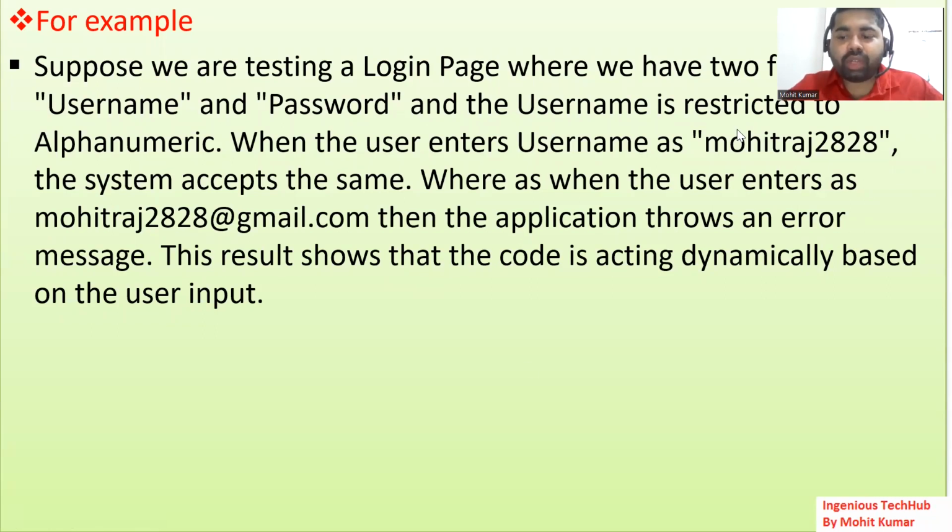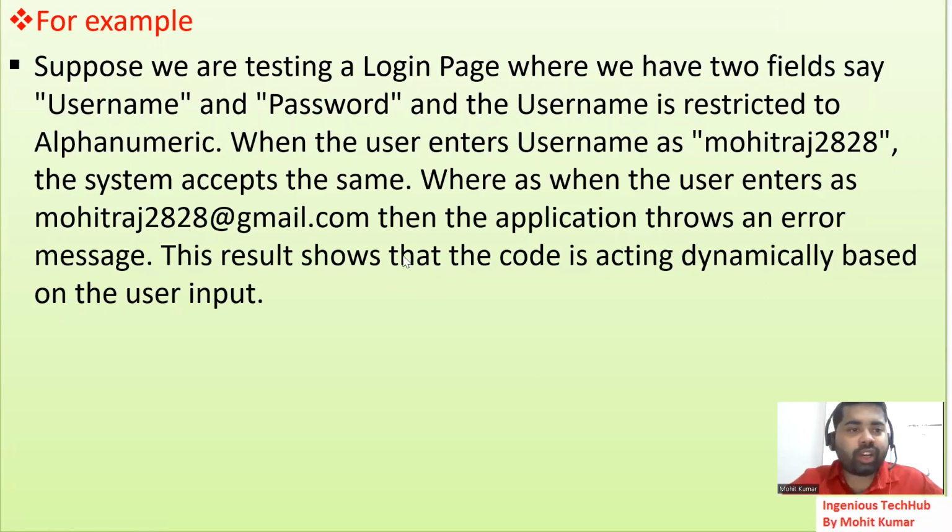I will give you the example I have already given; we can read it once. Suppose we are testing a login page where we have two fields, say username and password, and username is restricted to alphanumeric. When the user enters the username Mohitraj2828, the system accepts the same. Whereas when the user enters mohitraj2828@gmail.com, then the application throws an error message. This result shows that the code is acting dynamically based on the user input.